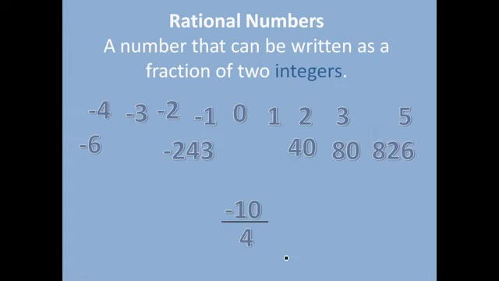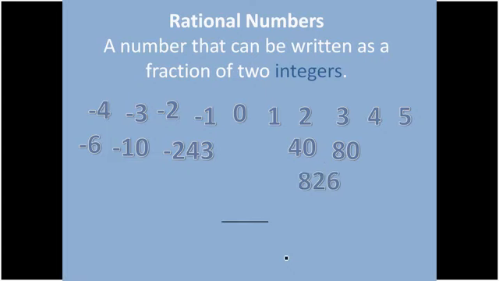Let's look at another example, -10/4. This fraction can be reduced to -5/2. So therefore it is a rational number. -2 1/2 is the mixed number for that improper fraction, and as a decimal, -2.5. So all these four different ways are just ways to express the same amount, which is an amount that can be written as a fraction of two integers, -10/4 or -5/2. Therefore, all these are rational numbers.